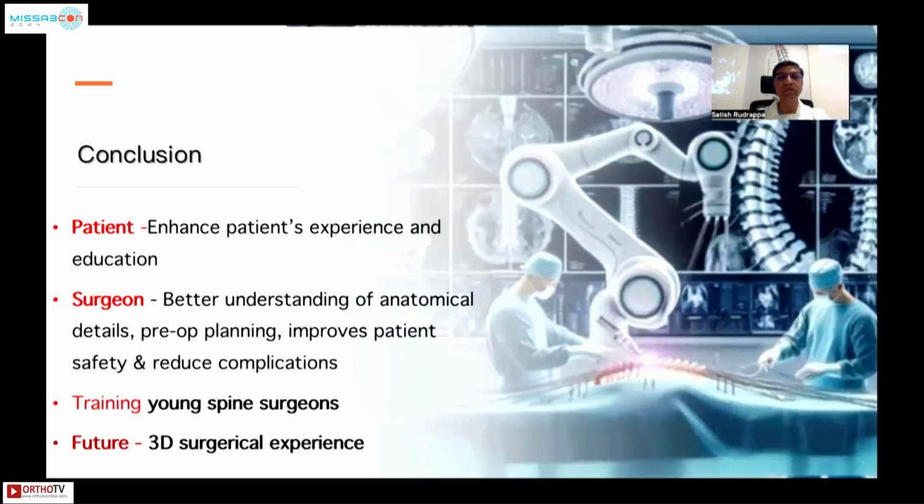So, in conclusion, it helped the patient, it helps the surgeon, it helps in training, and the future is beautiful where we can do a 3D surgical experience in this patient. So, in that way, with newer technology, it is helping the surgeons as well as the patient. Let us embrace it, modify it, and utilize it to our benefit.